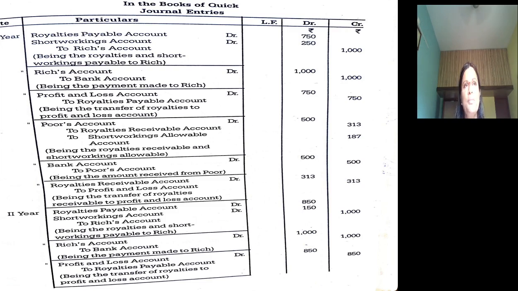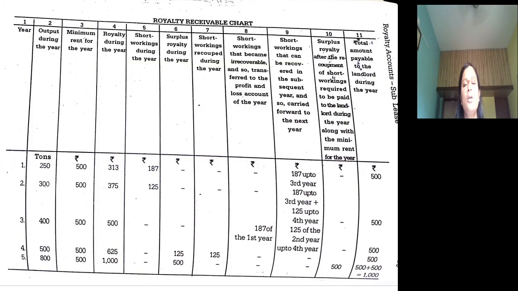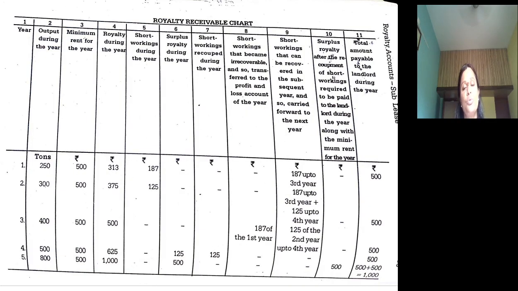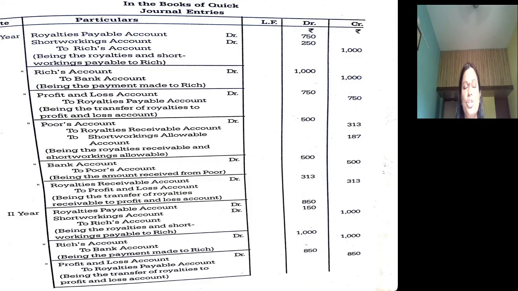As main lessee, we have to concentrate on the royalty payable chart. Just look at the first year. Minimum rent is more than the royalty, in the first year and also the second year, and short working is carried forward. This is situation number 2, and we should remember situation 2. How to pass due entries under situation 2 without opening a minimum rent account.